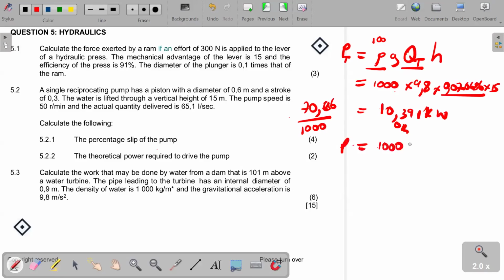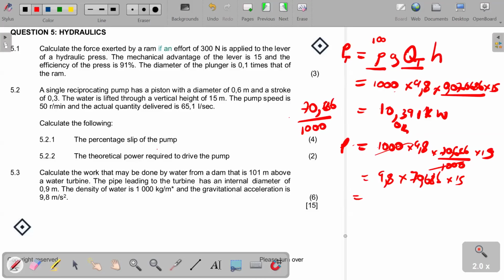Right, so I'm trying to say we could have just said power is equal to, now if density is included, which we said is 1,000 multiplied by 9.8 multiplied by 70.686 over 1,000 multiplied by 15. It means this 1,000 and this 1,000 are cancelling each other. 9.8 times 70.686 times 15. We're still going to arrive at the same answer, which is 10.391 kilowatts, 10,390.842 watts. That's what we are having there, right?